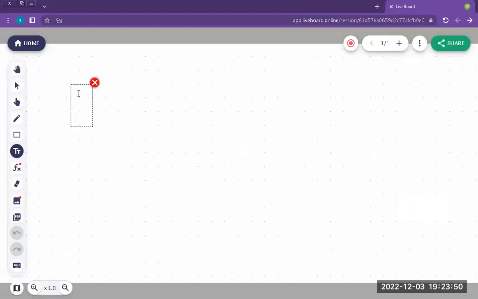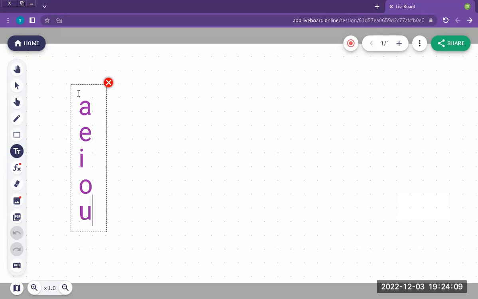My lovely kids, today we want to practice blending between our letters and vowel letters. The vowel letters are A, E, I, O, U. These are our vowel letters. Let us make blending between them and our letters.